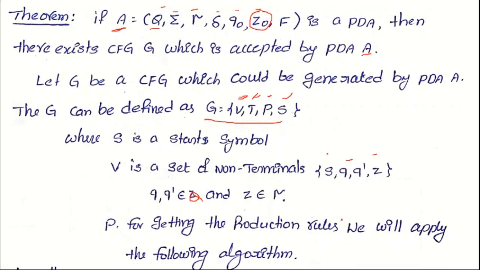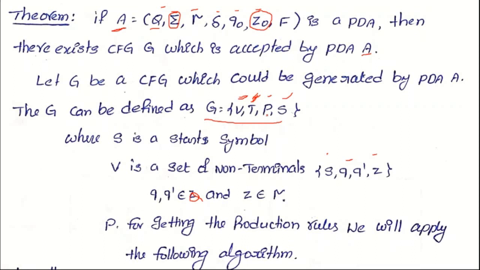Now we apply some rules to get the production rules from the given pushdown automaton. Sigma is nothing but T in the context-free grammar. So in V, T, P, S, the terminal T is equal to sigma, S is the starting symbol, and Q naught is the starting state. These two are equivalent. V is the set of possible non-terminals, and P is the set of production rules.